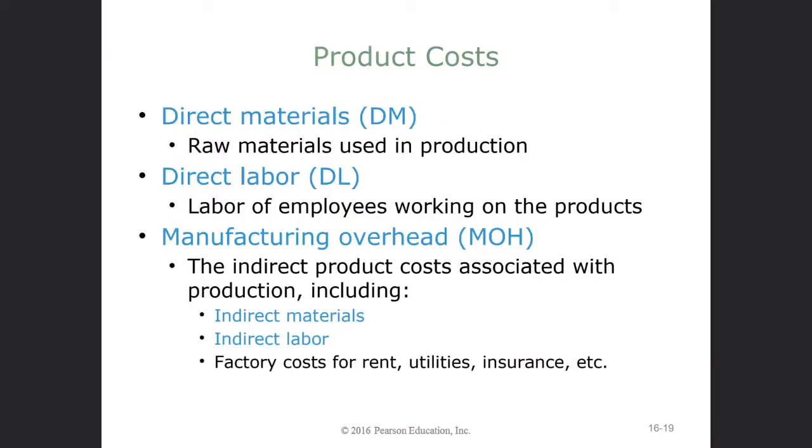So different product costs: you have your direct materials, direct labor, and manufacturing overhead. And you may see these abbreviated in some areas: DM, direct materials; DL, direct labor; MOH, manufacturing overhead. Direct materials are the raw materials that are used in production. Direct labor is the labor of the employees who are working on the products, physically putting the product together. And manufacturing overhead is indirect. It's the indirect product costs that are associated with production. This includes your indirect materials, indirect labor, and factory costs for things like your rent, utilities, and insurance.